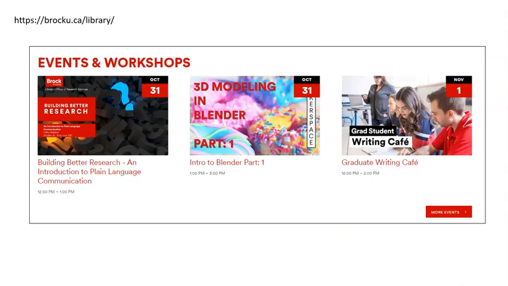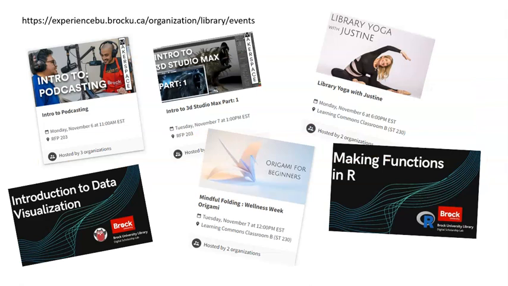Another thing that's new, you should always check our events and workshops in the library. Here's three on our front page recently: building better research, how to speak in plain language communication. Wow. What graduate student wants to be able to have that skill or develop or know where to get help for that? Modeling in Blender, a grad student writing cafe every Wednesday from 12 to 2 in the Rankin Family Pavilion. There's a writing cafe where you can go and an expert will help you to write, form an idea, stylize something as well. I go there and help out every once in a while, every Wednesday from 12 to 2.